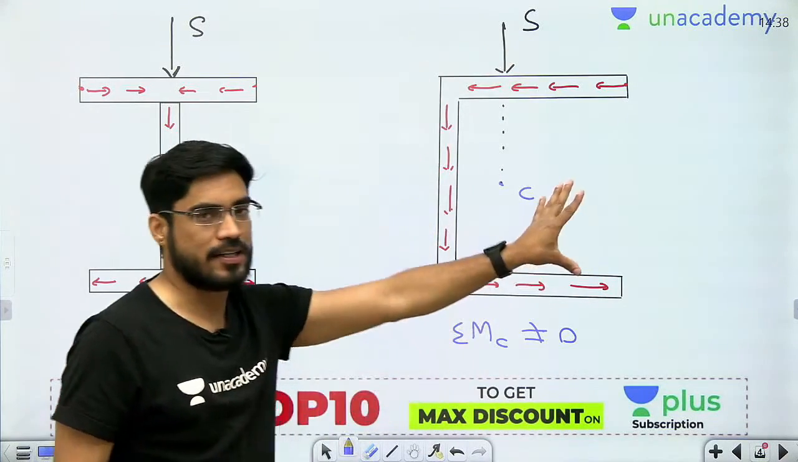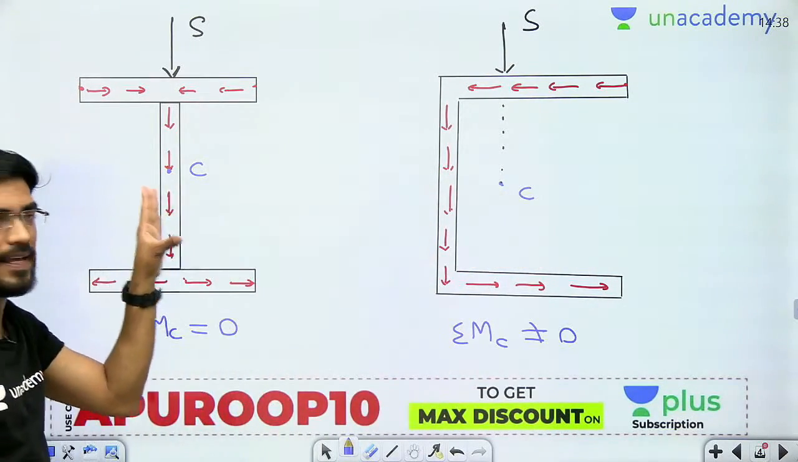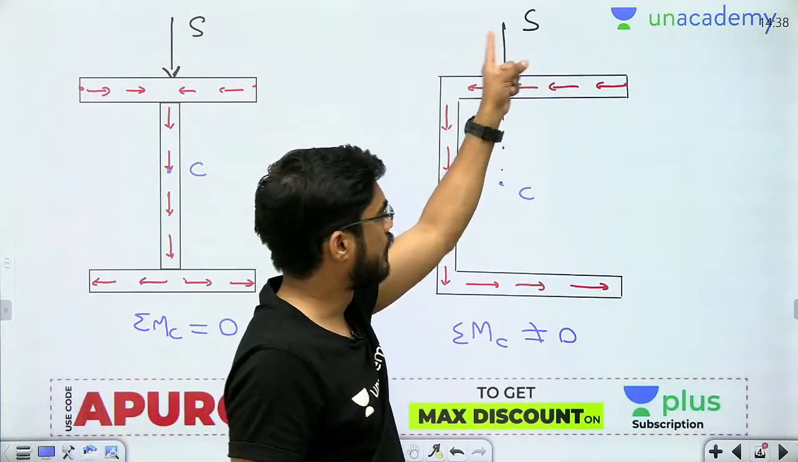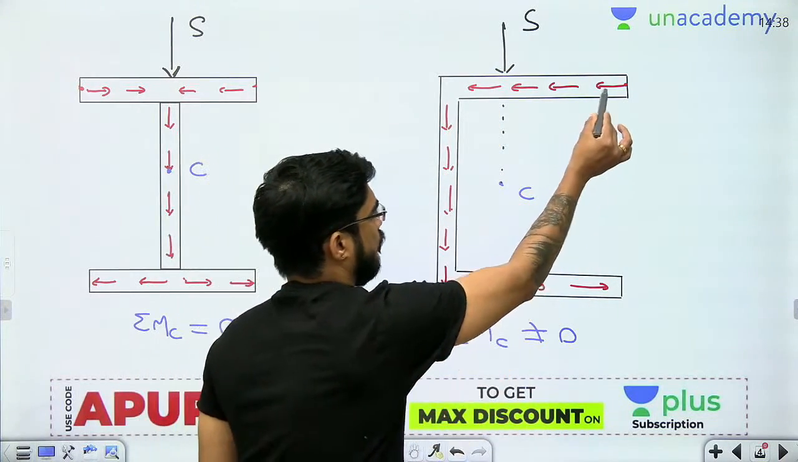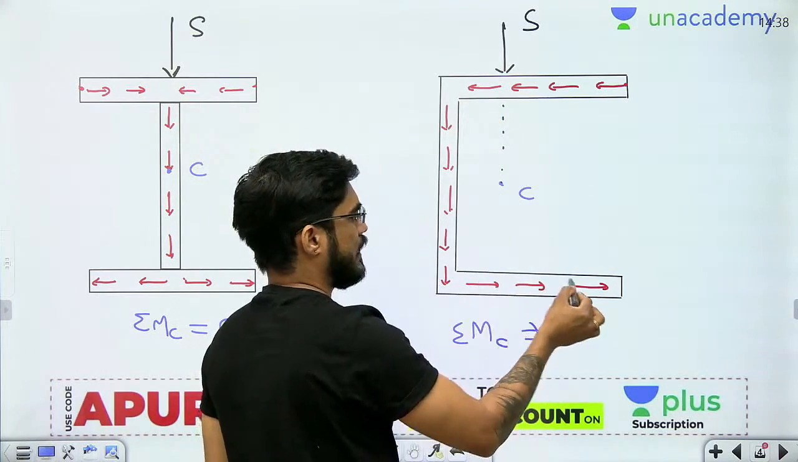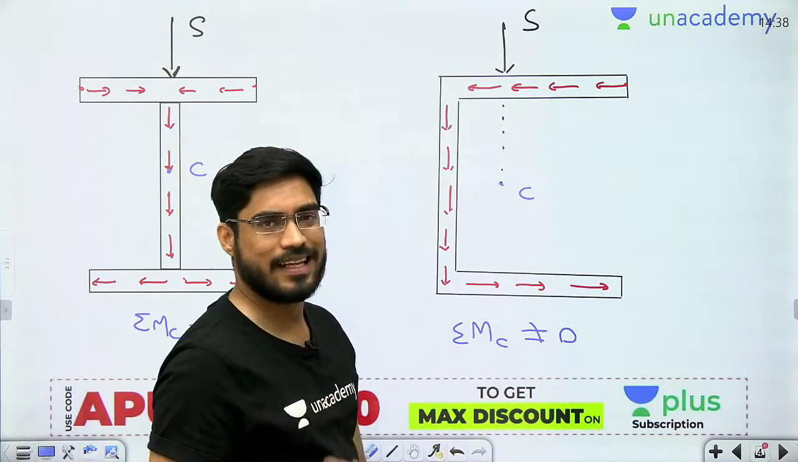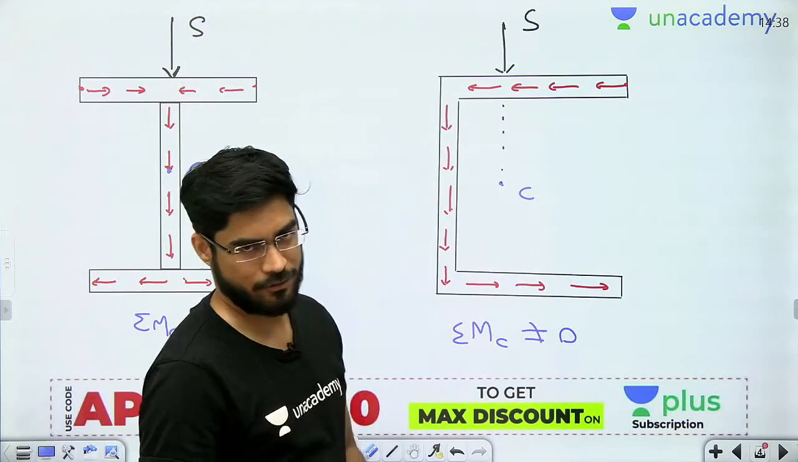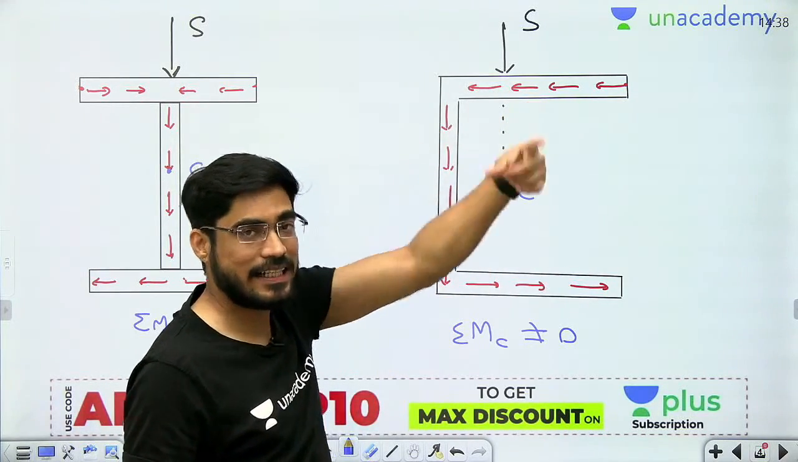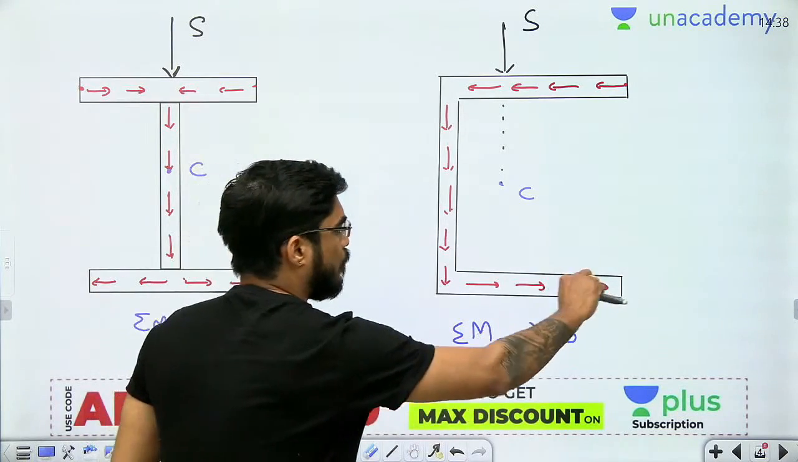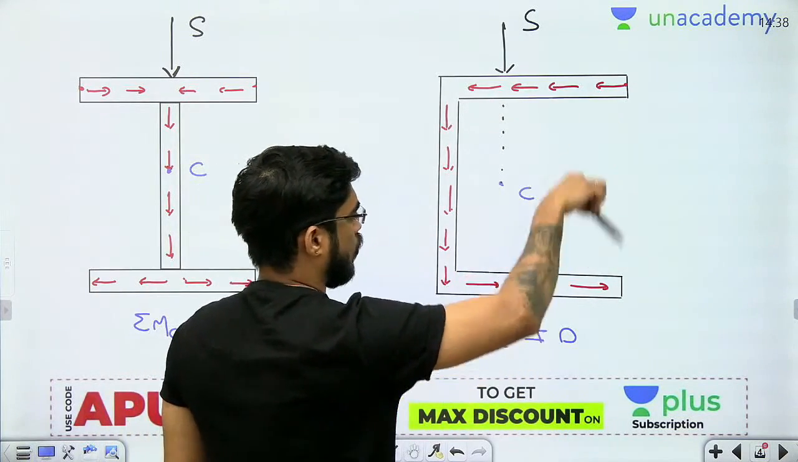The shear flow is not symmetrical like this case. So, it will have a moment about point C. Now, understand, the shear flow that I am drawing is the active shear flow. There is something called reactive shear flow, okay, which will be opposite to this. So, that reactive shear flow will apply an opposite moment. This is applying a clockwise moment.